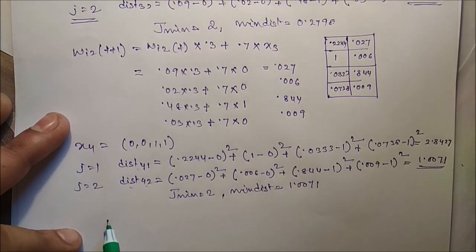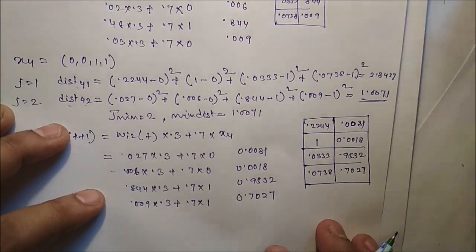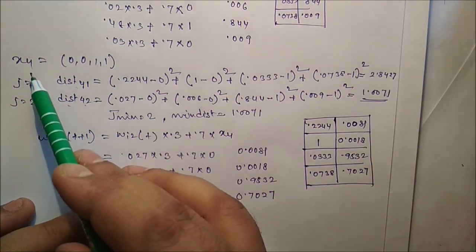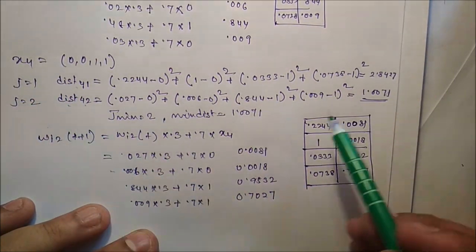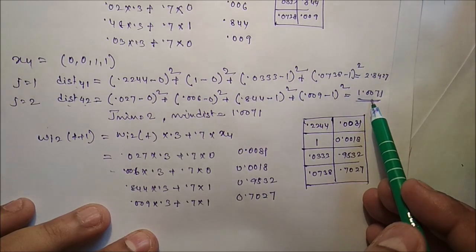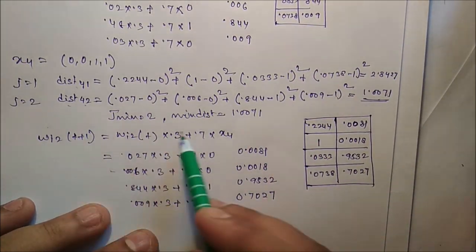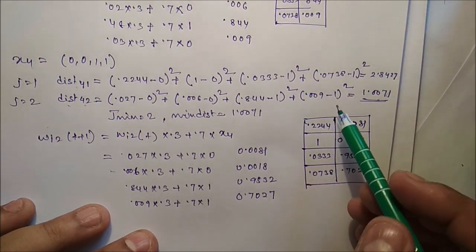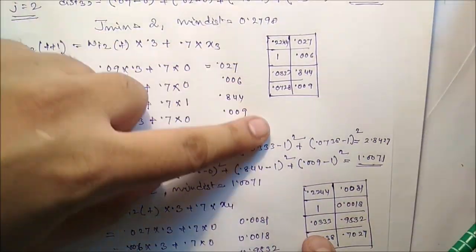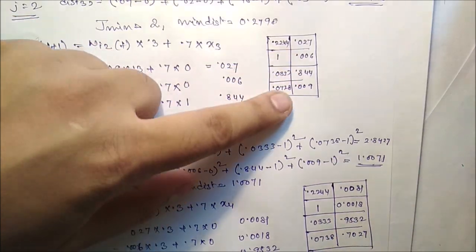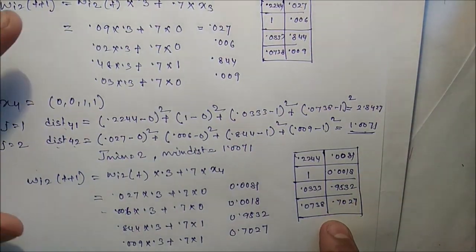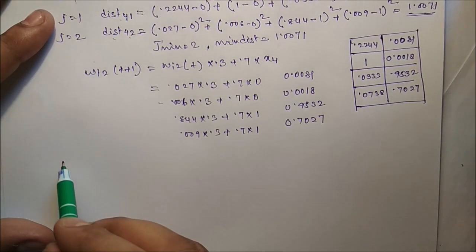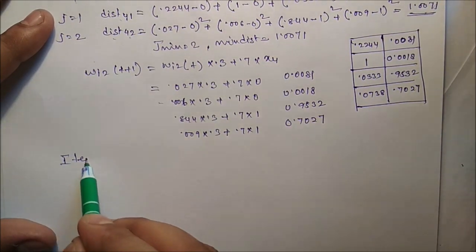So the updated second column is what? If we update using x4, we calculate the distance. The minimum distance is with the second center, and we update the weights, and the updated weights is this one. So we have to keep the first column as it is. We have to only update the second column. So this is the completion of the first iteration, and we will start the next iteration.